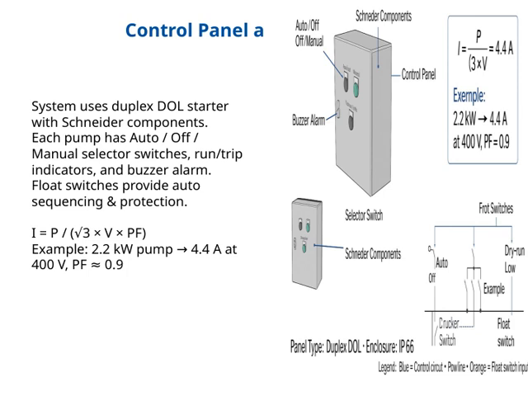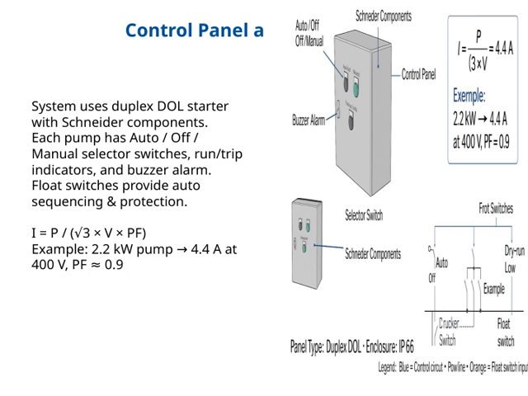You'll also notice run and trip indicators, which provide clear visual signals of the pump's operational status, and a buzzer alarm for fault detection, ensuring prompt response to issues. Float switches play a crucial role here as well. They enable automatic sequencing and provide protection. In essence, they help manage the pump operation based on water levels, preventing dry running or overflows.